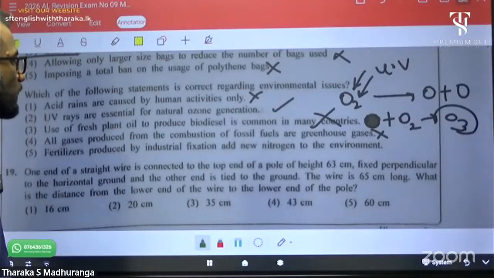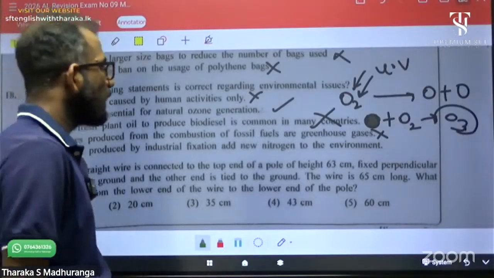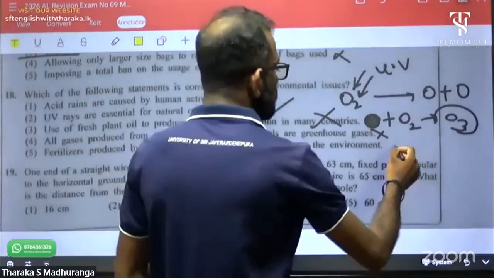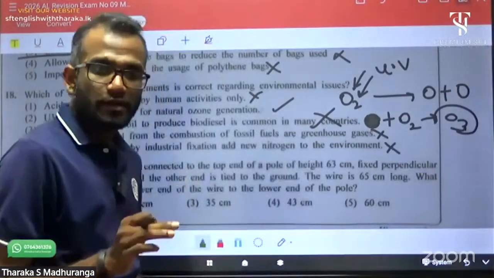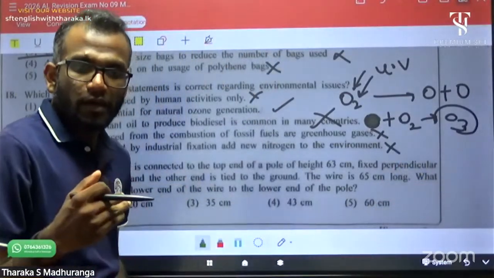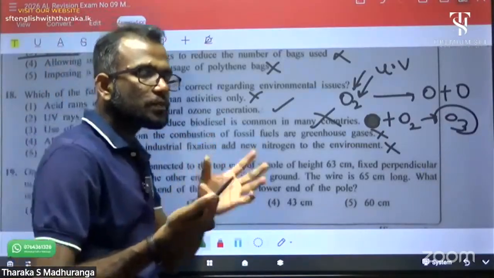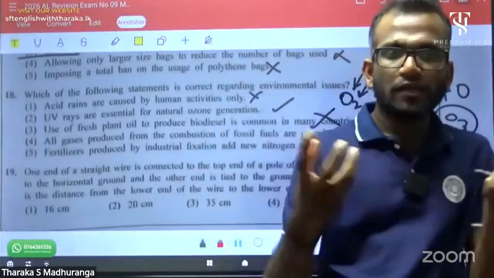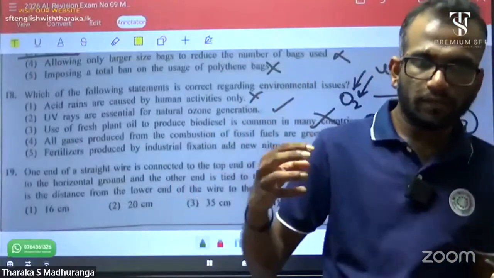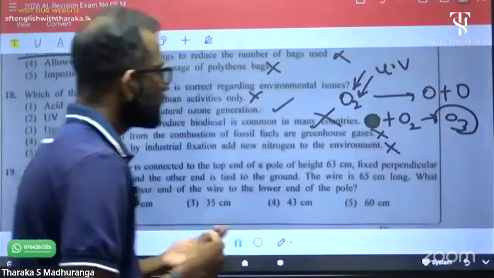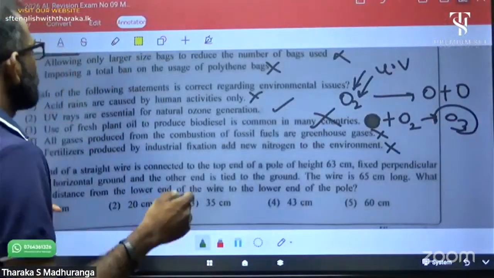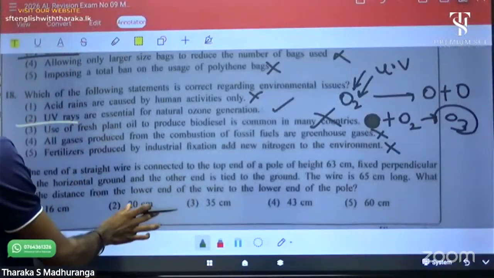Fertilizers produced by industrial fixation add new nitrogen to the environment. No. New nitrogen is not added to the environment. Fertilizers are also produced using atmospheric nitrogen. Atmospheric nitrogen. So from the atmosphere it goes to the soil. Therefore, the second one is the correct answer.